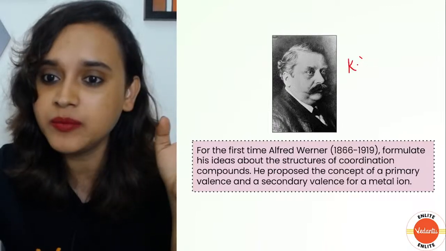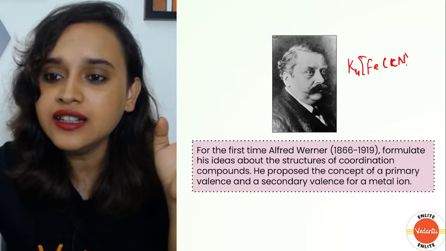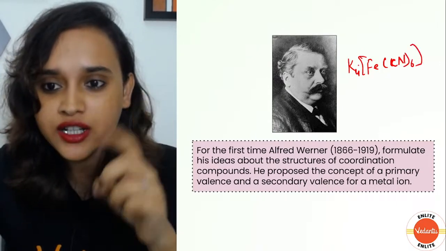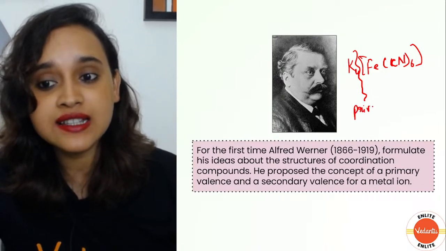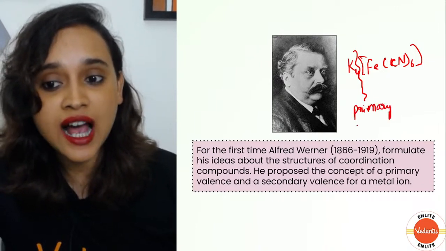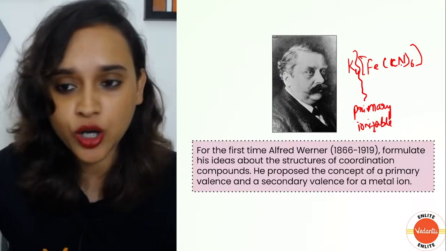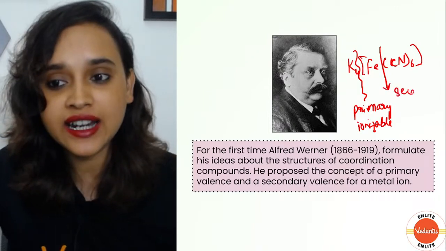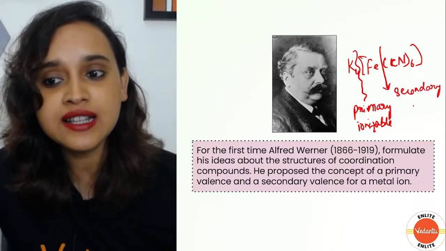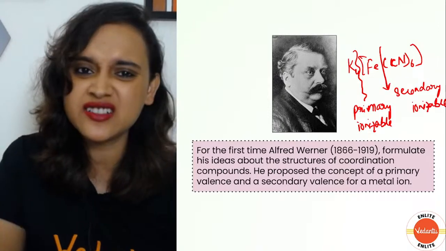Again, taking the example K4[Fe(CN)6], right? Can we understand that because this will break, this is your primary valence? This is ionizable, this is primary, and this is your ionizable bond. But this right here is your secondary and non-ionizable. Yes, this is your secondary and non-ionizable. Easy. Werner's theory is very easy.